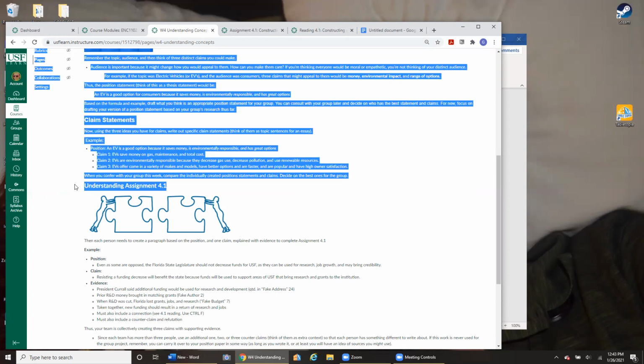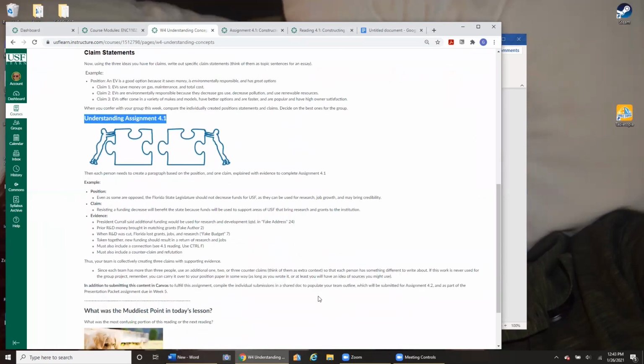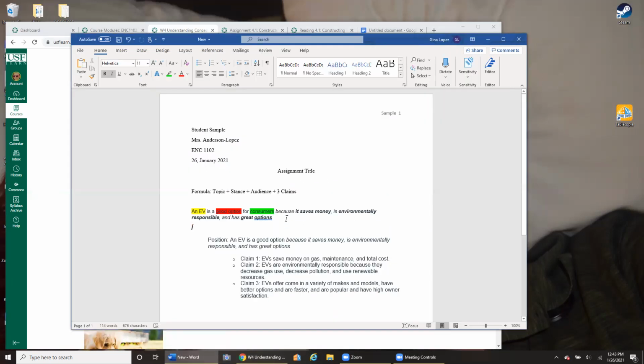Because moving into assignment 4.1, you're required to include the position statement that you came up with on your own. I don't want to see the entire group turn in the same position statements. You will be marked off, and maybe I'll send you an email of some sort. That sounds scary, doesn't it? But don't do it.